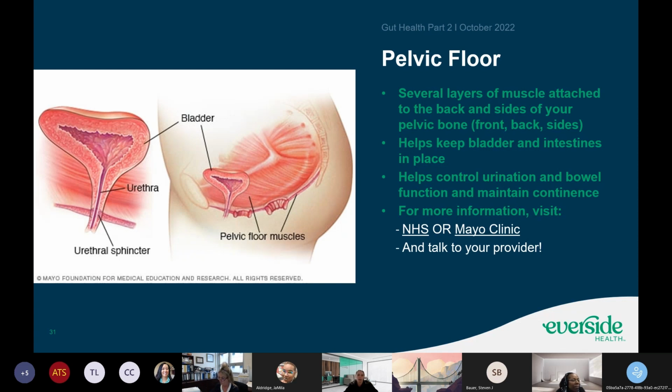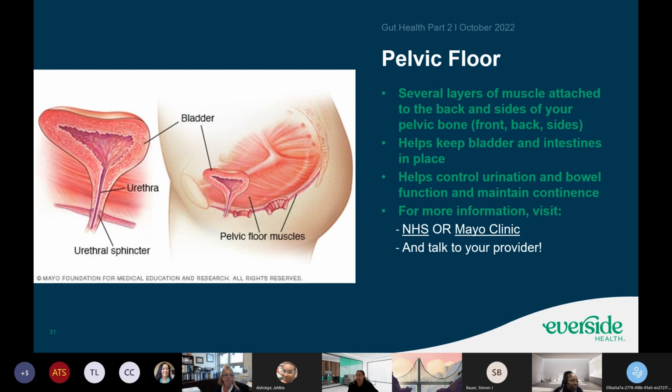So if you tend to have issues with leakage or incontinence, this might be something to look into. I'll send out the slides for this, but there's links to National Health Services in Great Britain and the Mayo Clinic, just for more information on the pelvic floor. You can also talk to your provider because there are pelvic floor physical therapists that can help with strengthening these muscles. Or again, if you're too tight, you might have issues with constipation.